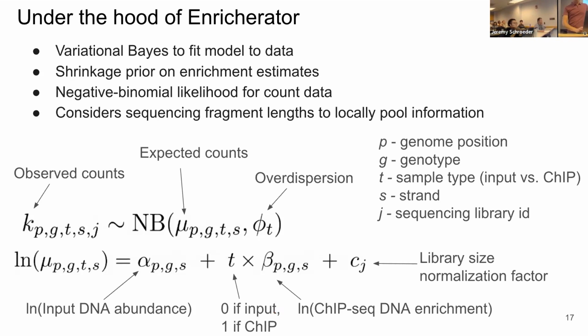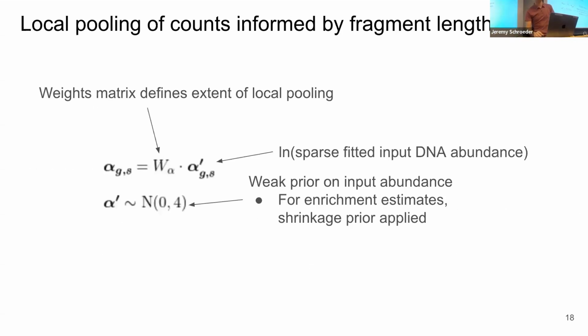Okay. And then again, I'm going to reiterate, and this is really, I think, the truly novel thing about Enricherator: it uses sequencing fragment length information to locally pool information in our enrichment estimates. And this is how it does it. So I already mentioned this alpha term. So this now is an alpha, it's a dense vector. For every genome position, this alpha has an estimate of the input DNA abundance.